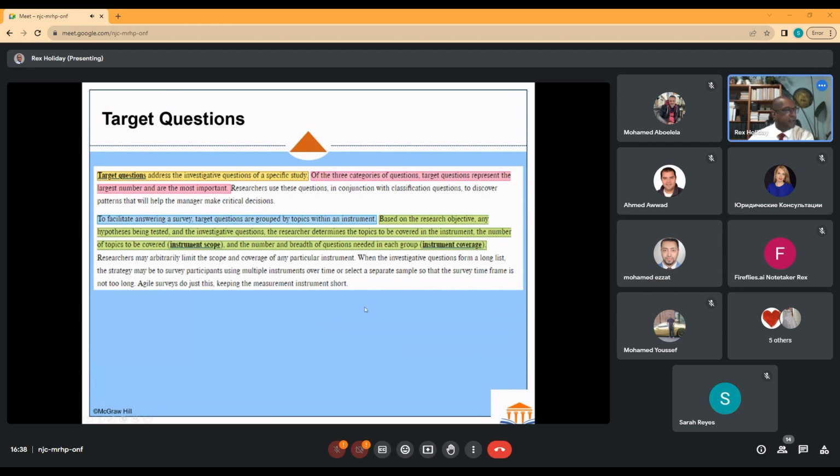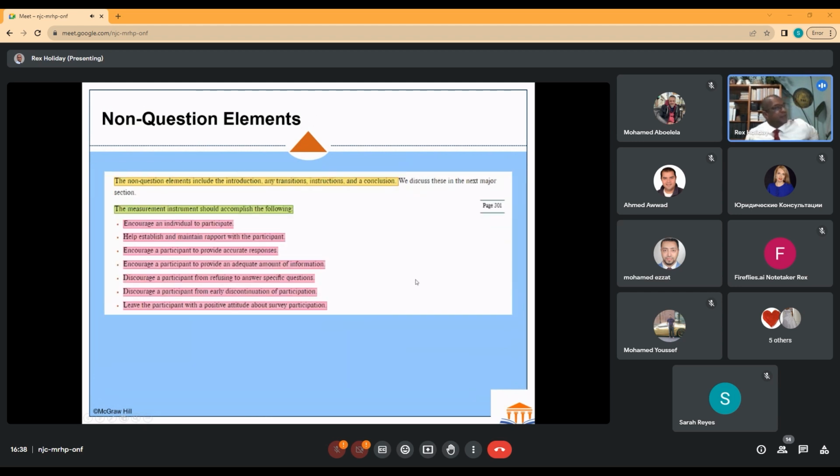Okay. All right. So let's look at the non-question elements. All right. So non-question elements includes introduction, any transitions, instructions, and a conclusion. All right. The measurement instruments should accomplish the following: encourage an individual to participate. So that's important, right? You want to engage them. And this is done in various ways.